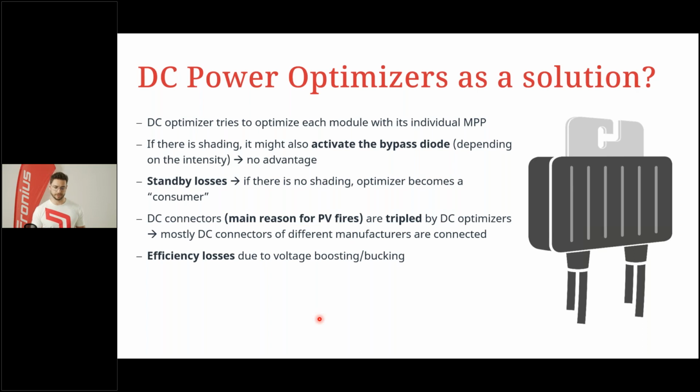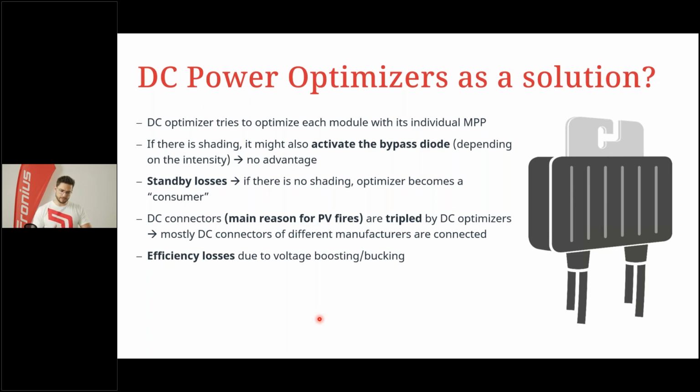It needs energy. And more than that, we have multiple DC connectors, or more DC connectors than with a standard solution. And we don't necessarily want that, because DC connectors, so MC4 plugs basically, are the main reasons for PV fires. They don't happen often, let me say that, but if they do, more or less the reason is the MC4 connections, or connections at all. And if we use DC optimizers, we triple the amount of necessary MC4 plugs. So not a good idea actually. And last but not least, we would have efficiency losses due to voltage boosting or bucking.